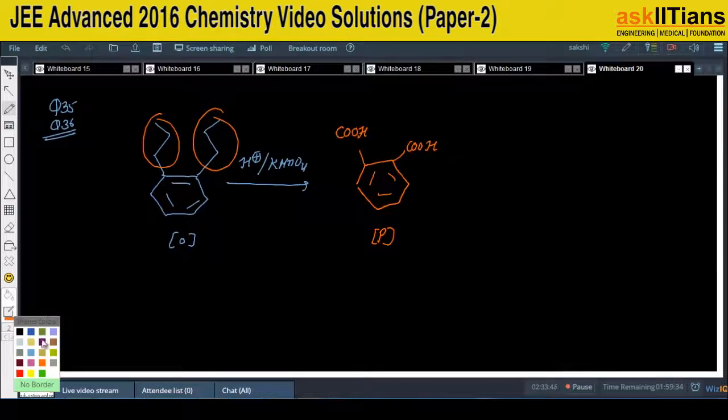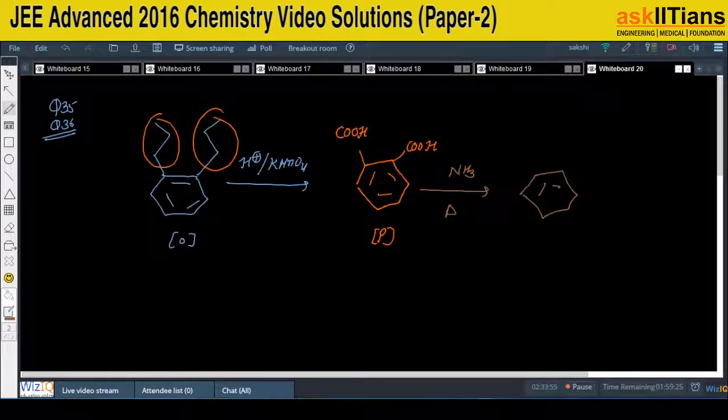Now further it has been said that once you add ammonia and heat the compound number P, then again this is a very simple thing. The COOH, once heated with ammonia, will get converted into amide. So you can write CONH2 here and another CONH2 here. And let's say this is compound number Q.